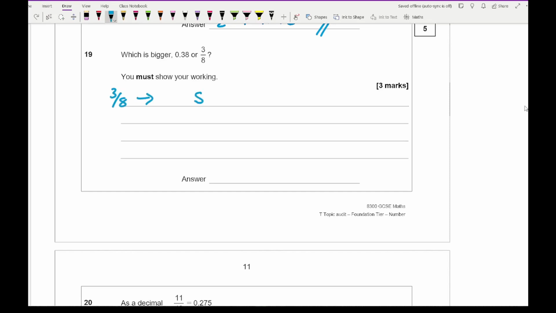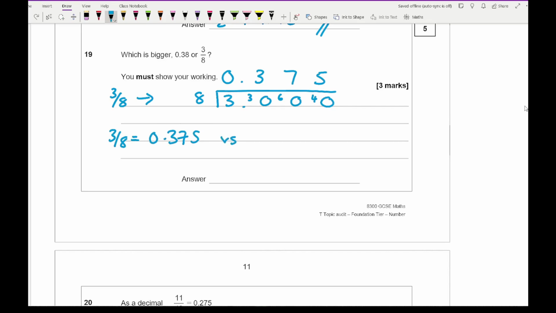So that's going to be 3 divided by 8. And I'm just going to add a few zeros because I know it's going to be a decimal number. So then from this, how many 8s go into 3? Well, that's going to be none. Carry the 3. How many 8s go into 30? That's going to be 3, which is 24, which gives me a remainder of 6. How many 8s go into 60? That's going to be 7, which is 56 with a remainder of 4. And then how many 8s go into 40? That's going to be 5. So 3/8 is equal to 0.375. So if I then compare that to 0.38, the question is asking which one is bigger? Well, it's going to be 0.38.